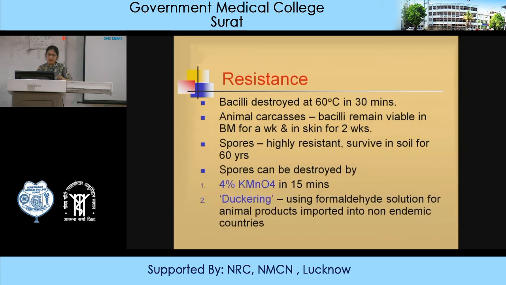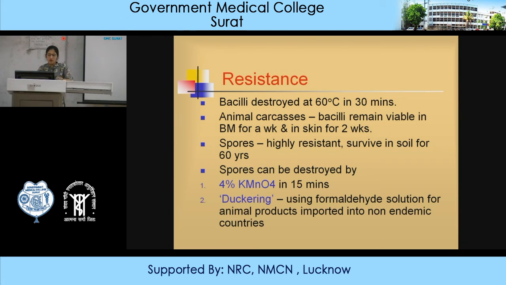The bacilli are destroyed at 60 degrees Celsius within 30 minutes. When animals expire, the bacilli in the dead body will remain viable in the bone marrow for a week or in the skin for 2 weeks. So proper disposal of these animal carcasses is a must.